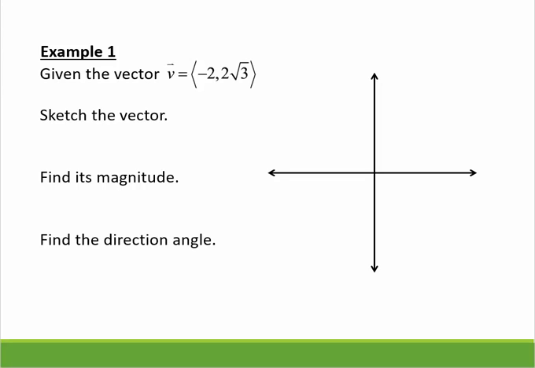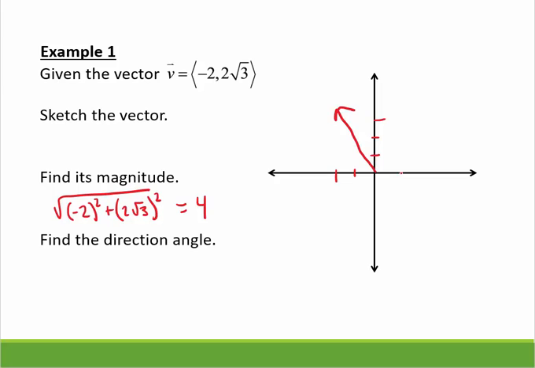Okay, given that vector, sketch the vector, find its magnitude, and find the direction. So I go -2 over and up 2 root 3. I'm going to approximate that. I don't even know what 2 root 3 is, I'm not going to pull up my calculator. Our vector looks something like that. Its magnitude is the square root of (-2) squared plus (2 root 3) squared, which simplifies to be 4.